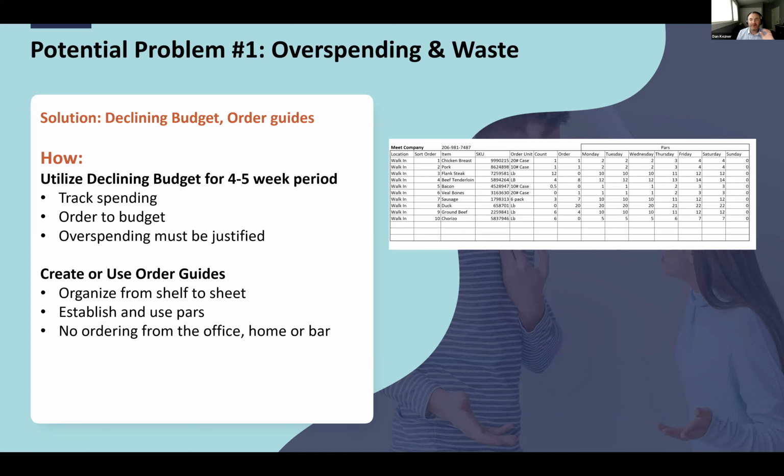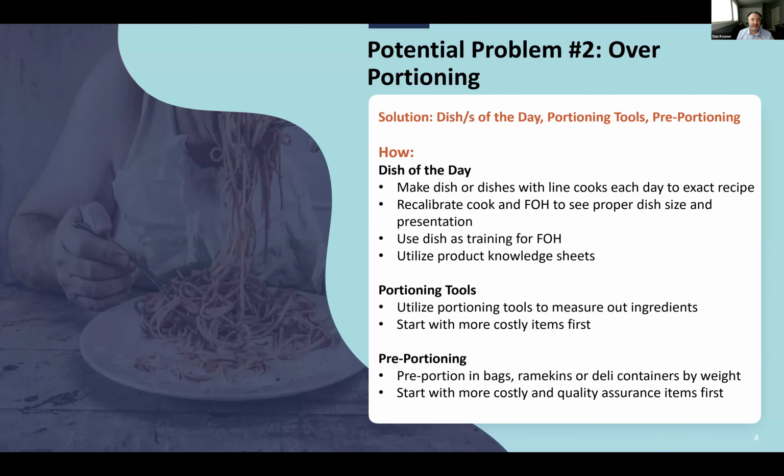Okay. So moving on to potential problem number 2 is overportioning. One of my favorite things to do in a restaurant, for lots of different reasons, but overportioning is one of them, is instituting a dish of the day program. What dish of the day is, the restaurant takes one dish every single day from their menu, and the chef or the kitchen leadership pulls out the recipe book and gets on the line with the cook and a scale or portioning tools, and they make that menu item exactly to recipe.